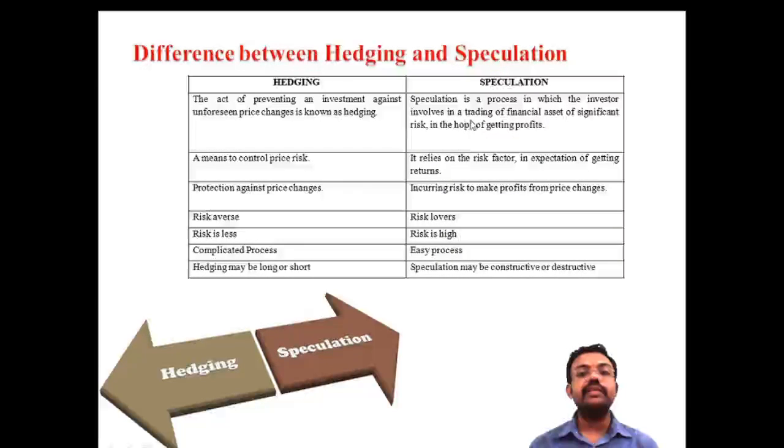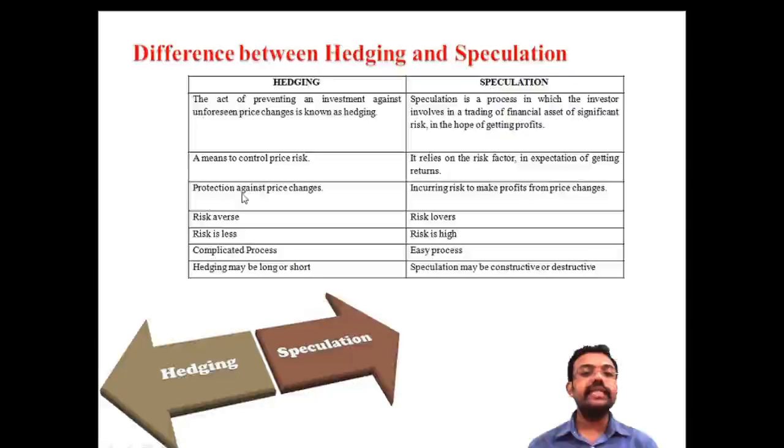Speculation is a process of investors trading financial assets for the purpose of getting profit. Speculation means for the purpose of making profit. What is the purpose of hedging? Hedging is always reducing the risk. That means it's investment against unforeseen price changes. And speculation is mainly for the profit. Hedging is controlling the price risk, and speculation is the process of getting returns. Speculation is only for getting return.